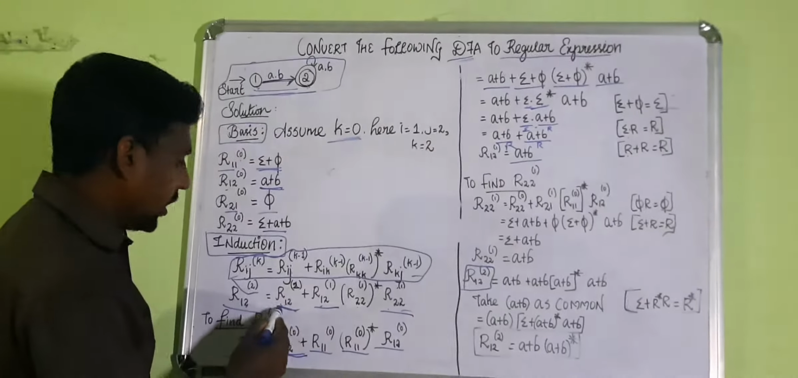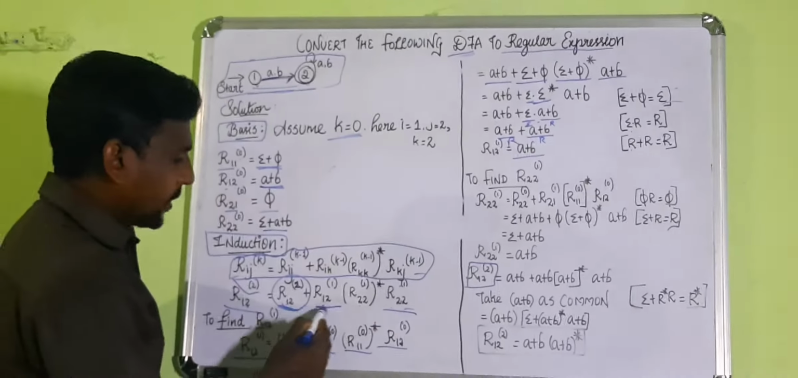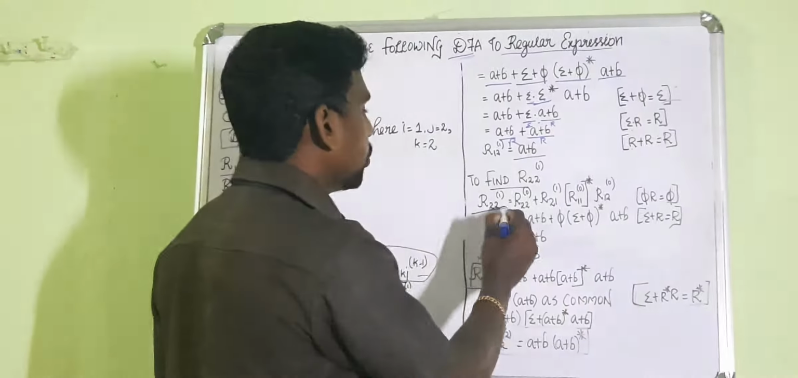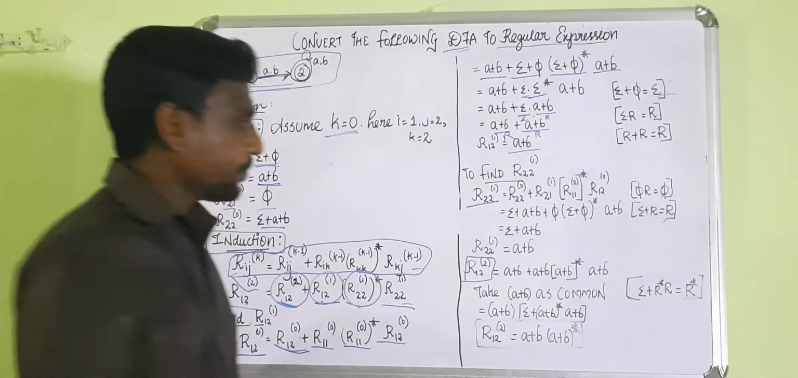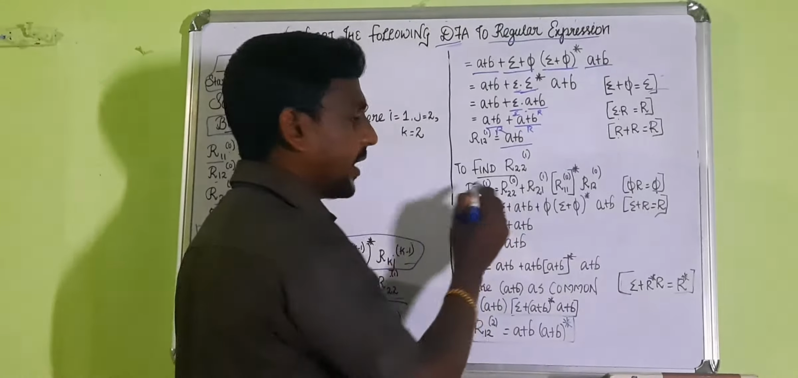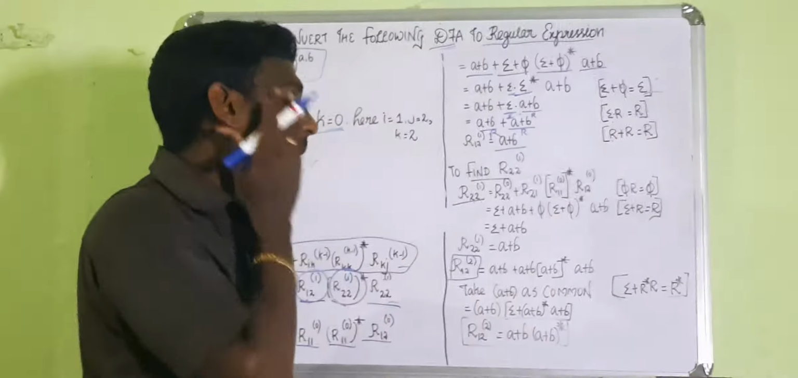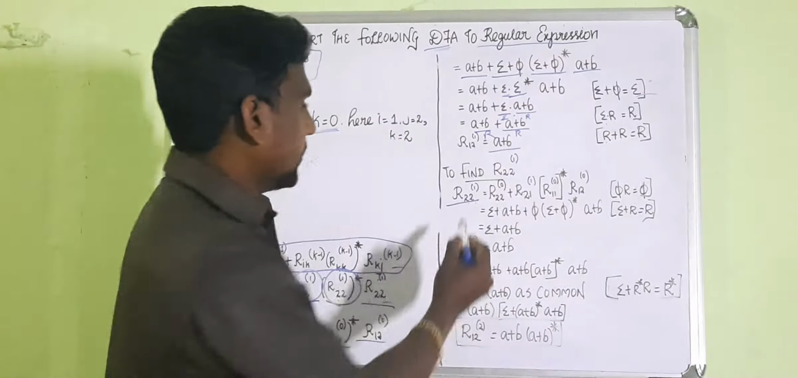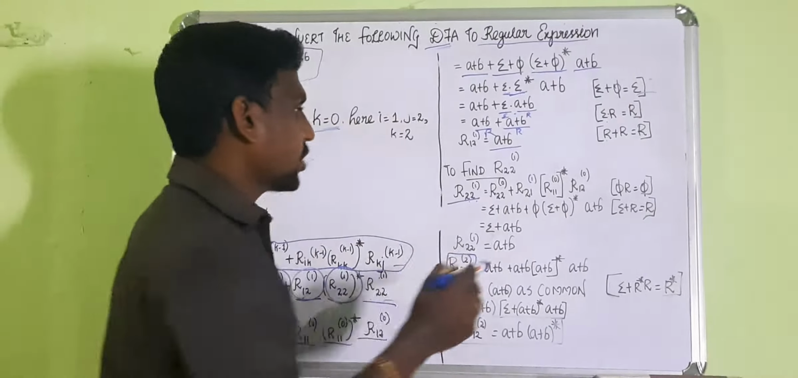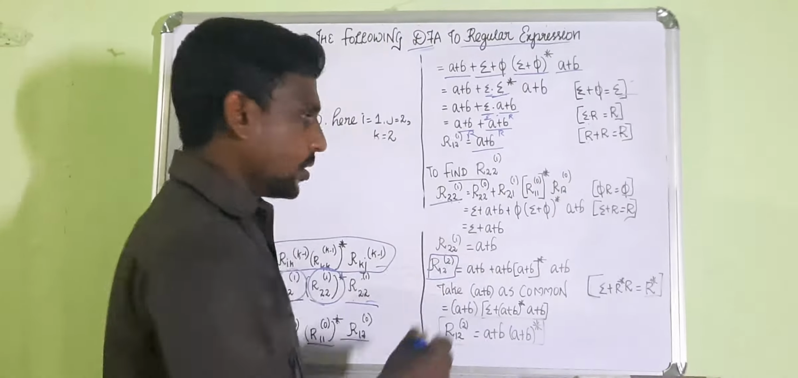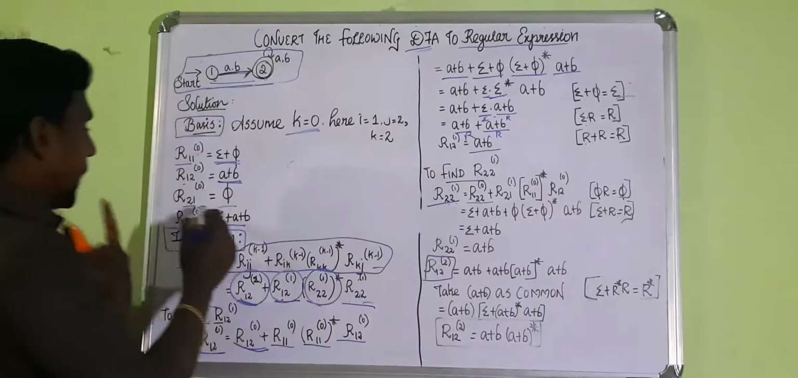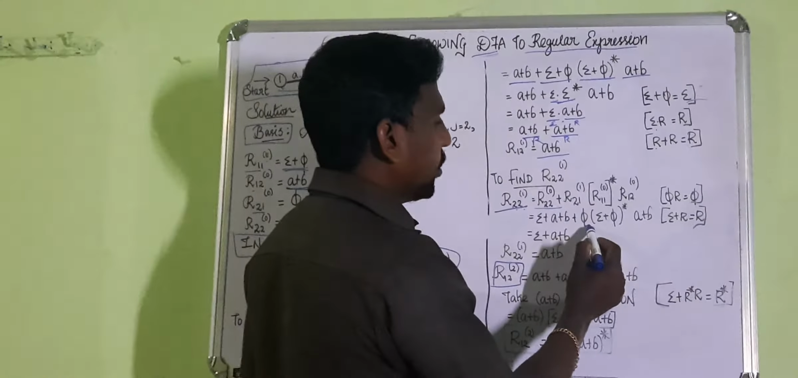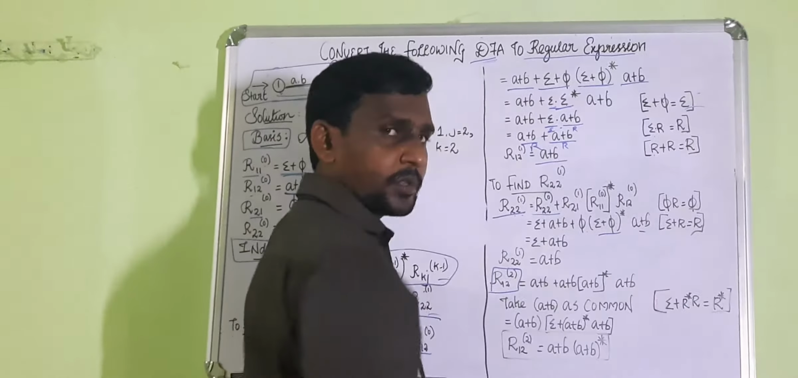Okay, we found only R12 power 1. Now we go with R22 power 1. For R22 power 1, I value is 2, j value is 2, k value is 1. So k minus 1 is 0, you get 0 power. So what is R22 power 0? R22 power 0 is epsilon plus a plus b. So we will get epsilon plus a plus b into pi into this and this. We will get like this.